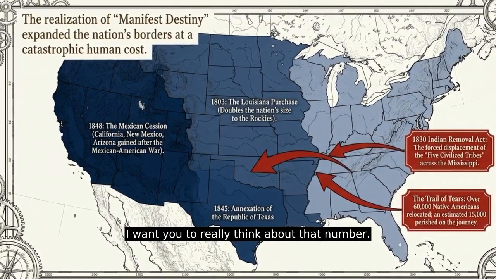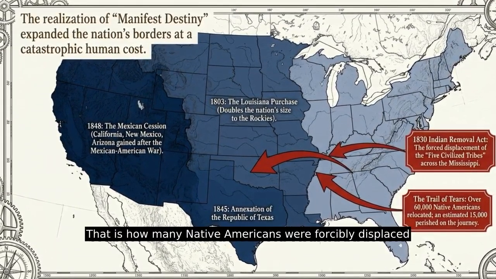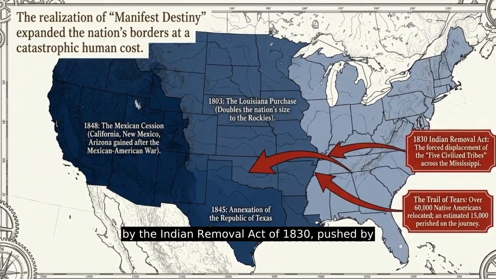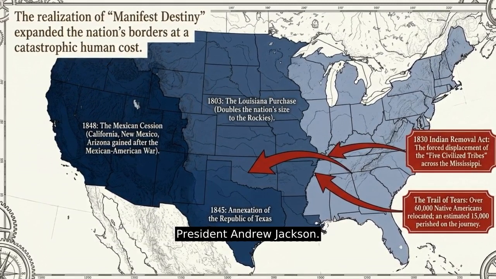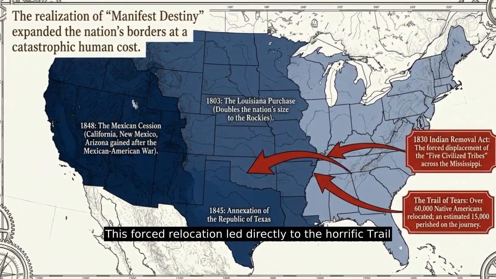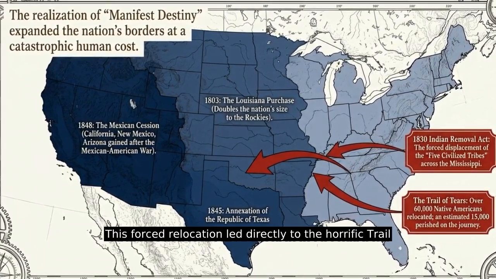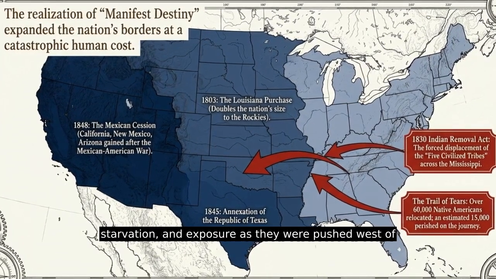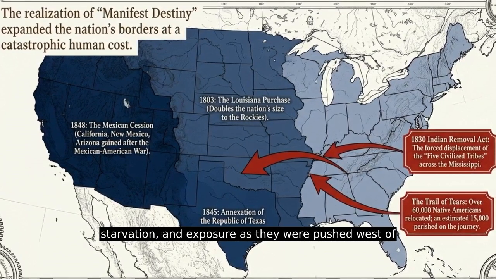60,000. I want you to really think about that number. That is how many Native Americans were forcibly displaced by the Indian Removal Act of 1830, pushed by President Andrew Jackson. This forced relocation led directly to the horrific Trail of Tears, where roughly 15,000 people died from disease, starvation, and exposure as they were pushed west of the Mississippi.